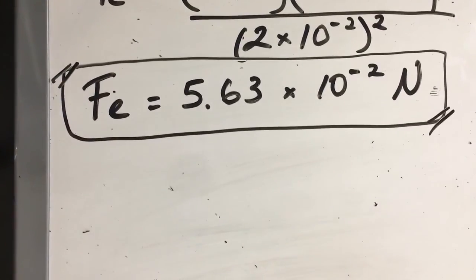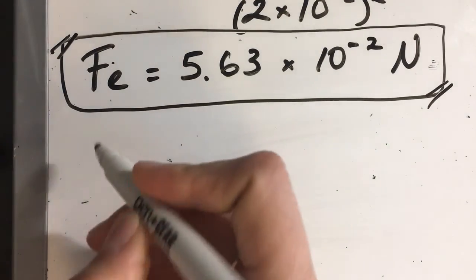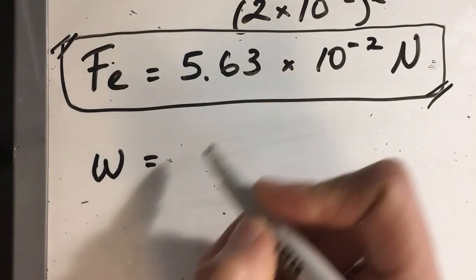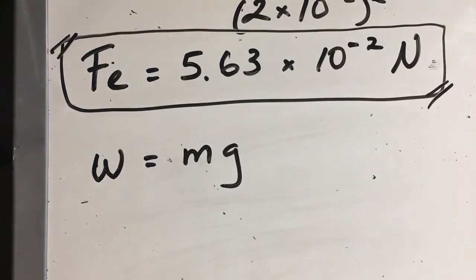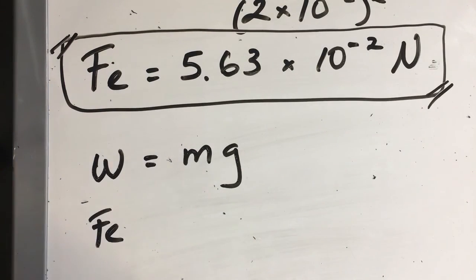But they're also asking us to calculate by what factor the electric force on a sphere is larger than its weight. So we have to calculate the weight of my sphere, which is its mass times gravity, and then calculate the ratio between my electric force and that weight.